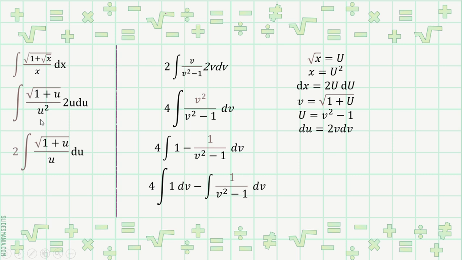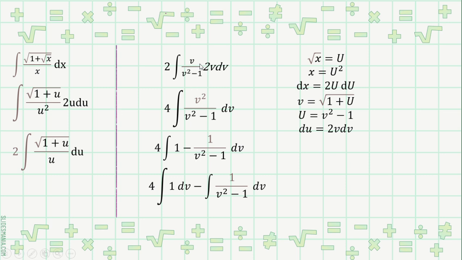So it will be like this: the integral of root of 1 plus u over u squared times 2u du, and we can move the 2 to the left side, removing it from the integral. The u squared and u will cancel, leaving just u, so it will be the integral of root of 1 plus u over u du.